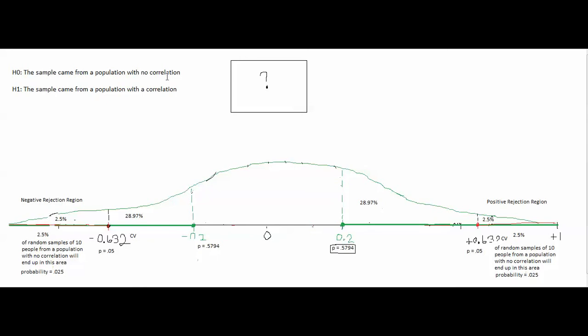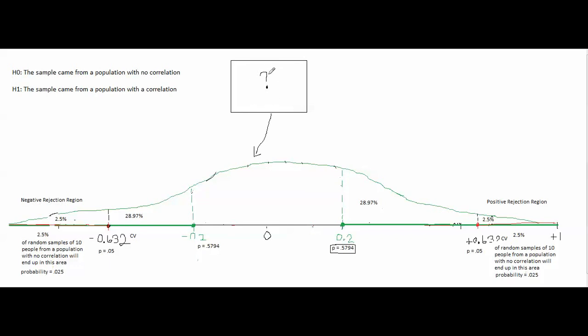So these are two competing possibilities about this population that's being studied. And we don't know which one is true because we're taking a sample from this population, but we don't know if this population that we're sampling has no correlation or if it does have a correlation. Either the null is true and it has no correlation, or the alternative is true and there is a correlation in the population.